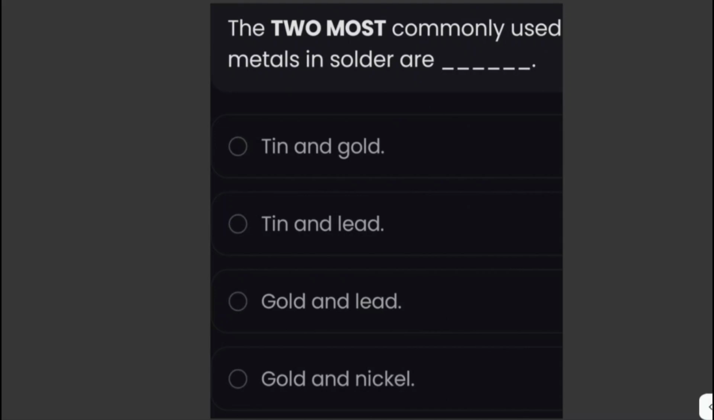The two most commonly used metals in solder are: typical solders are almost equal parts tin and lead. So the answer here is tin and lead.